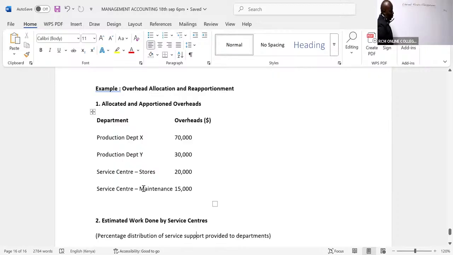So we have here departments, of which we have production department X, production department Y, and then we have service centers, stores right here, and we are being told that this is a service center. And then we have maintenance.